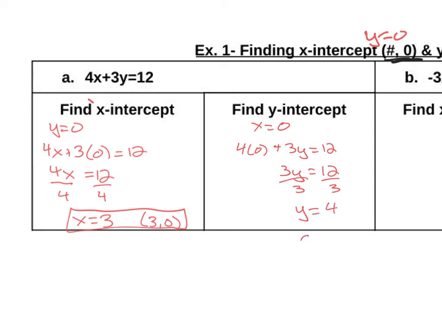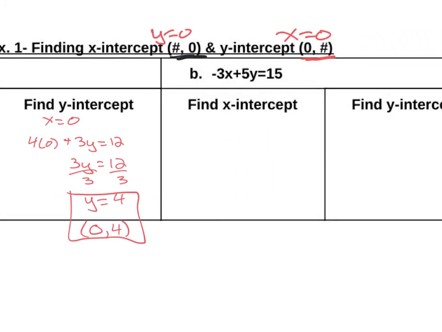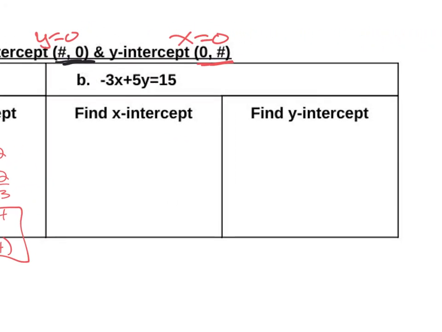Now again, we do want to practice writing that as a point, because that is the point (0, 4) on our graph. So there we go. We found our x and y intercepts for 4x plus 3y equals 12. And we'll talk about some more things to do with them later as far as how to graph. But for right now, finding x and y intercepts is really just plugging in your zeros in the appropriate places.